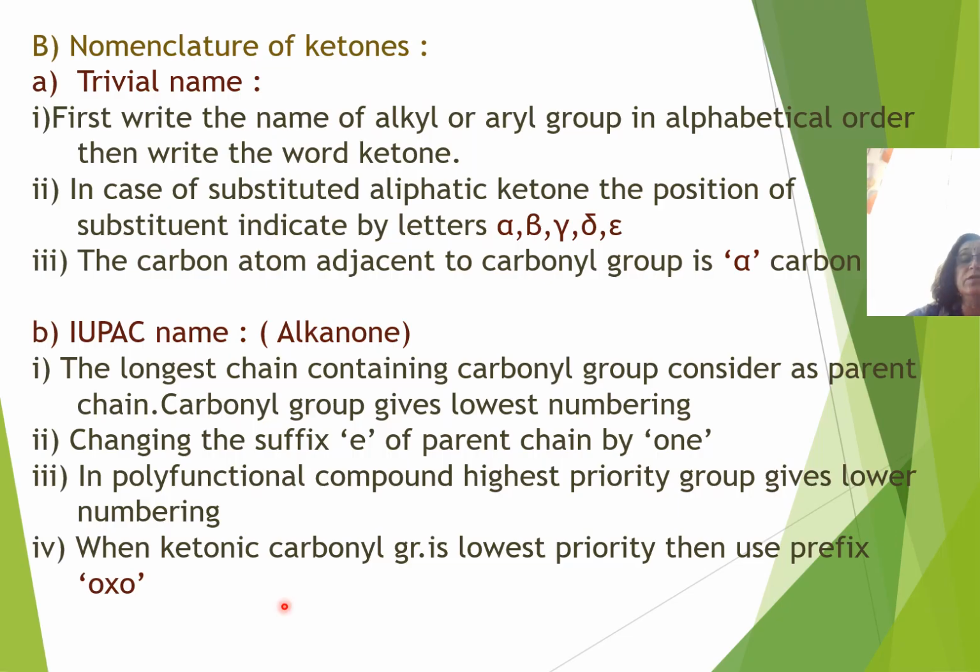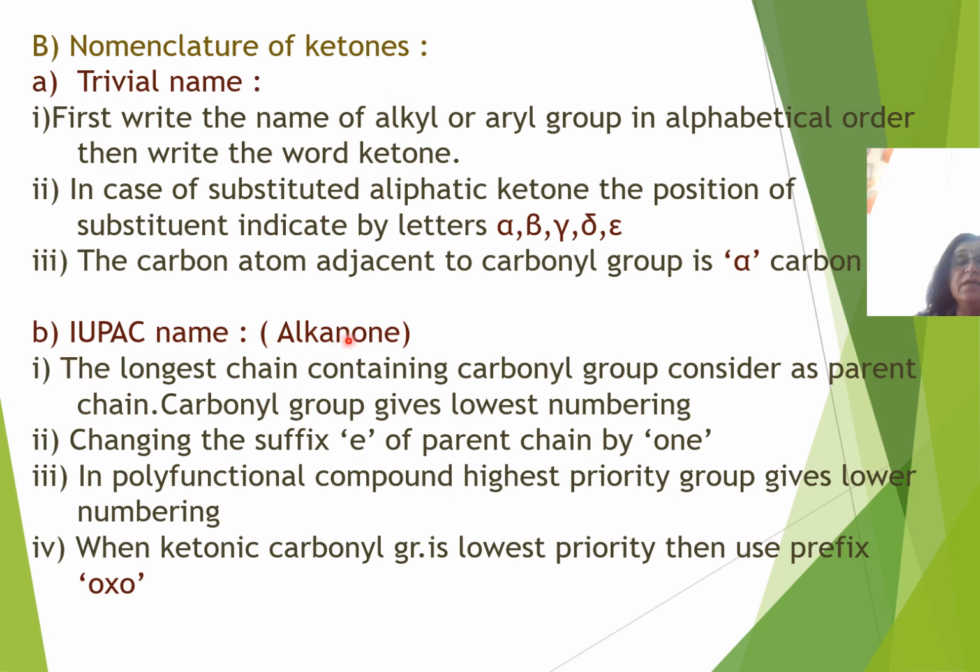So, nomenclature of ketones, trivial name. First write the name of the alkyl or aryl group in alphabetical order. Then write the word ketone. In case of a substituted aliphatic ketone, the position of the substituent is indicated by the letters alpha, beta, gamma, delta, epsilon. The carbon atom attached to the carbonyl group is the alpha carbon. If you have a 3 carbon ketone, then it will be what? Dimethyl ketone. If you have CH3COC2H5, then it will be ethyl methyl ketone, in alphabetical order.